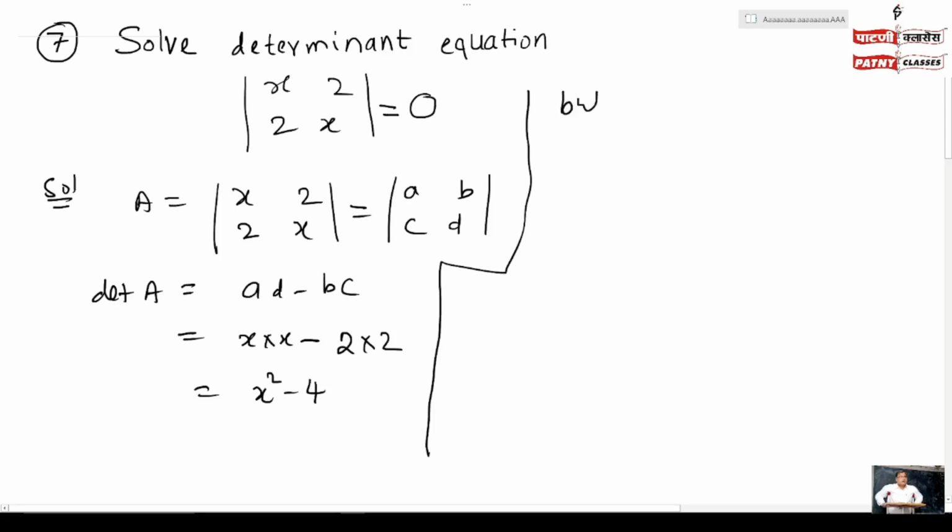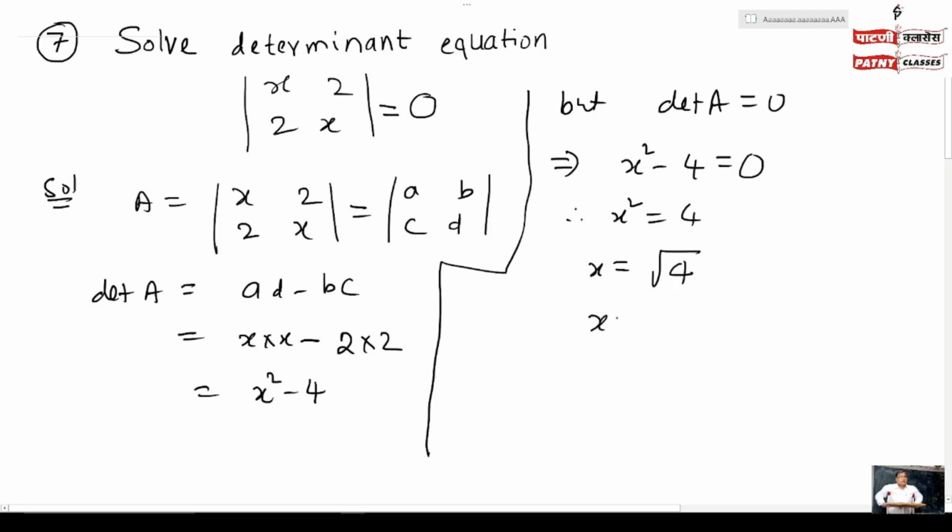But the determinant of A equals 0, which implies x square minus 4 equals 0. Therefore x square equals 4, x equals under root of 4, x equals plus or minus 2. Therefore x equals plus 2 or x equals minus 2. This is the solution of the given determinant equation.